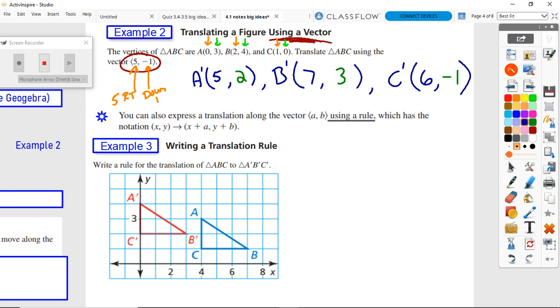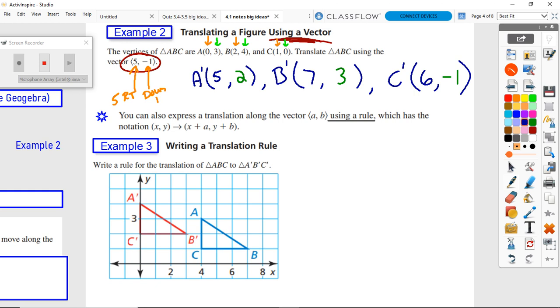And it's pretty easy to check your work when you're looking at it. So you got A, 0, so double check. Did we go 5 to the right? Oh yeah. And did we go down 1? Yes, indeed. So A would start at 0, 3. It would slide over to 5 and down to 2. So that's A prime. So this is the image that you've created. The pre-image is where you started.